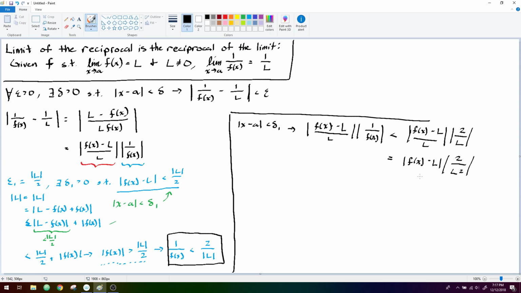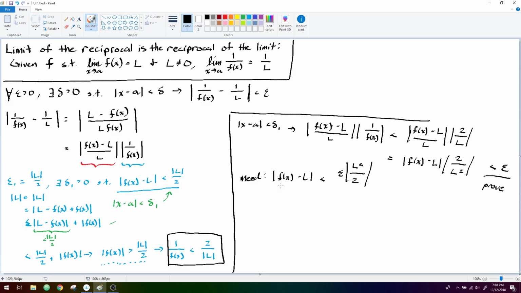And now we're going to want to say that this is smaller than epsilon. And we're going to have to prove that. So we'll write down prove. And how are we going to do that? Well, what we really need to show is that f of x minus L in absolute value is smaller than epsilon times L squared over 2 in absolute value.